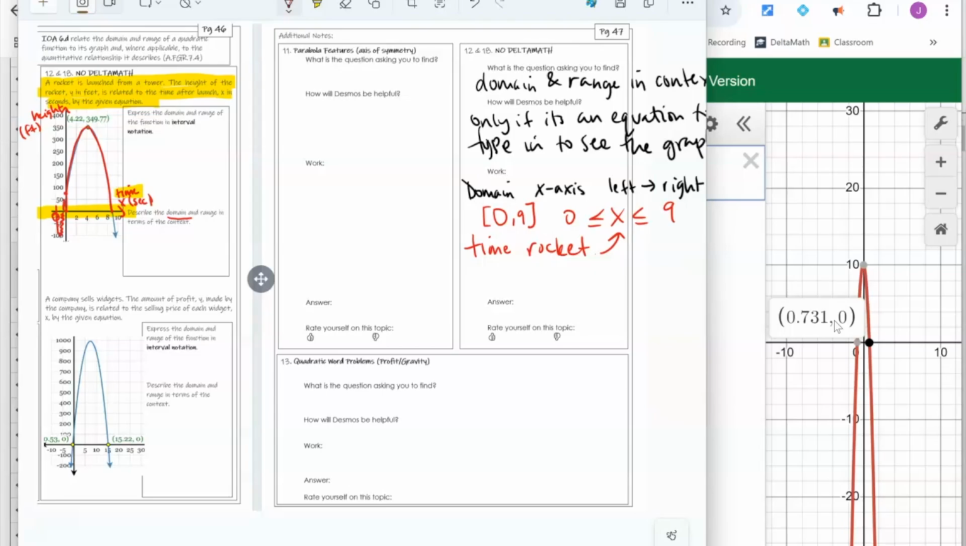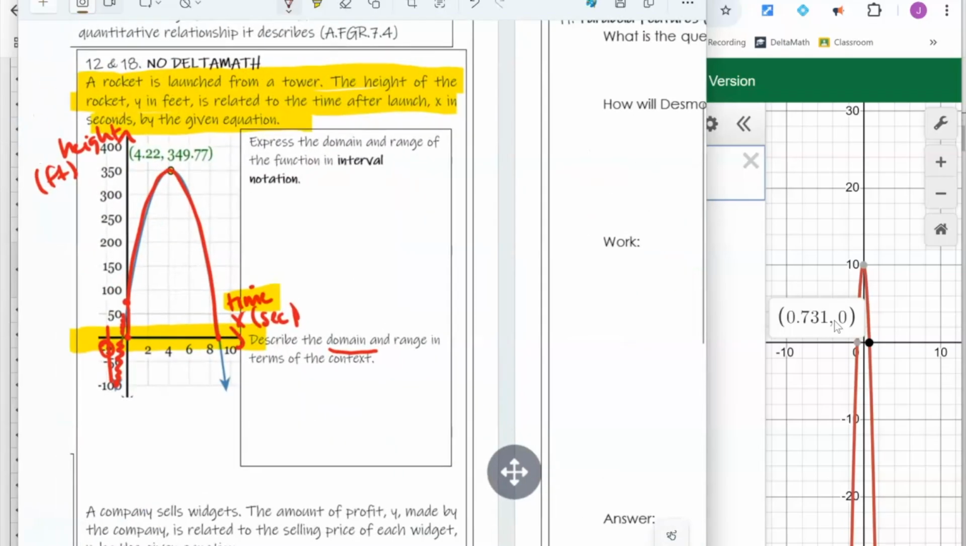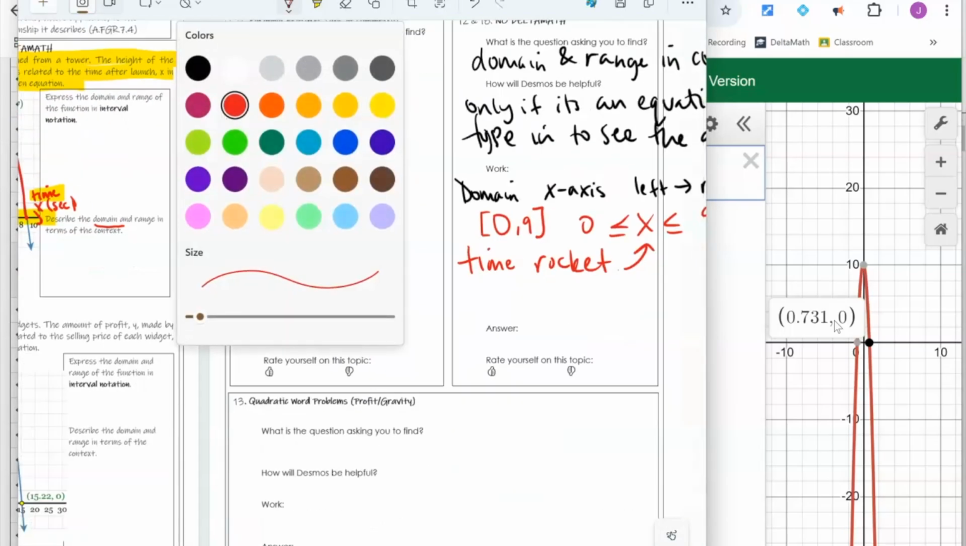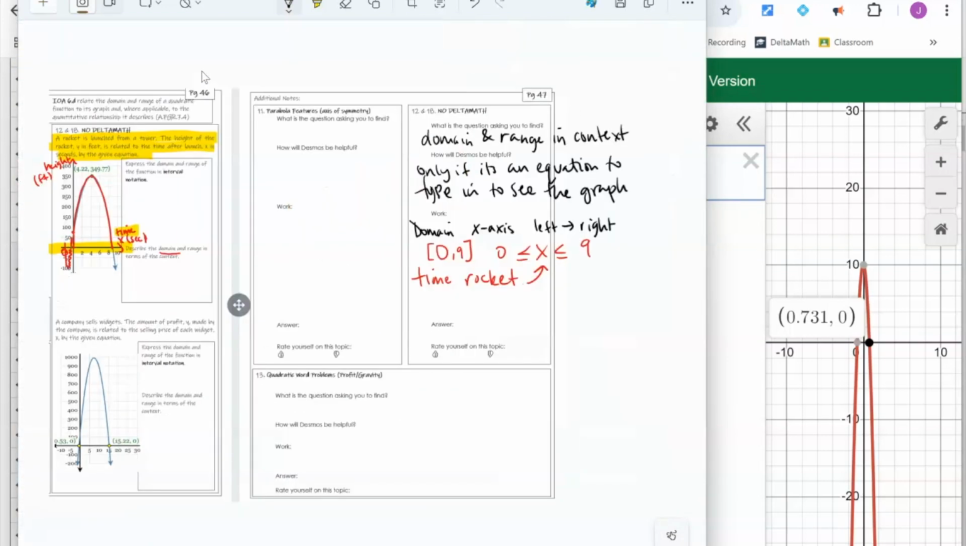All right, now let's take a look at the range. Okay, so range is from where? Range is from the bottom to the top. And which axis am I looking for? I'm looking for the y-axis. Okay, so bottom to top.